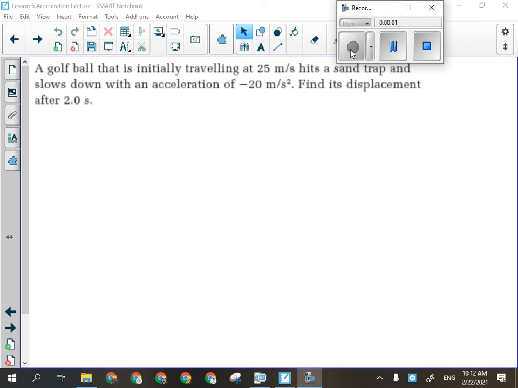So for this problem, our givens are as follows. We have a ball that's initially traveling at 25 meters per second, so they're giving us VI, 25 meters per second. It hits a sand trap and slows down with an acceleration of negative 20 meters per second squared.